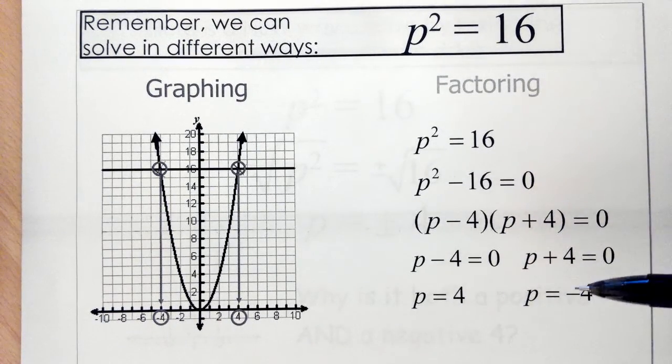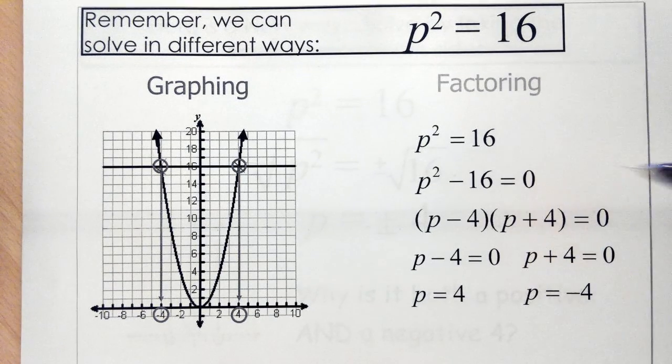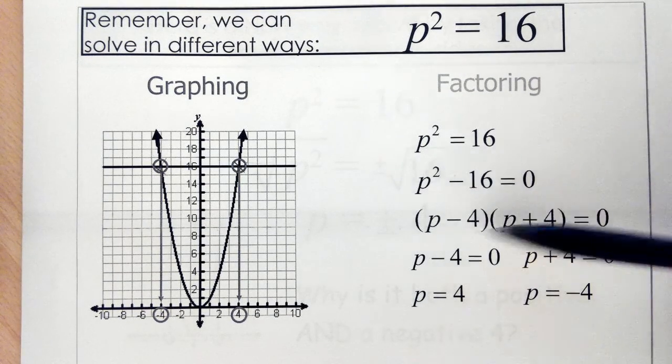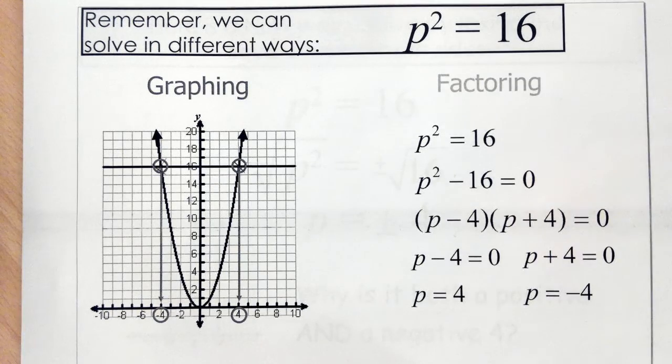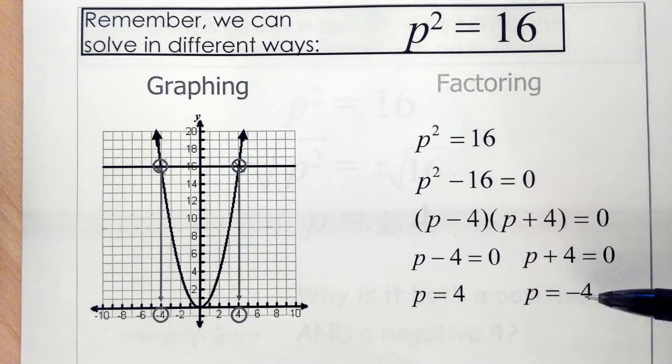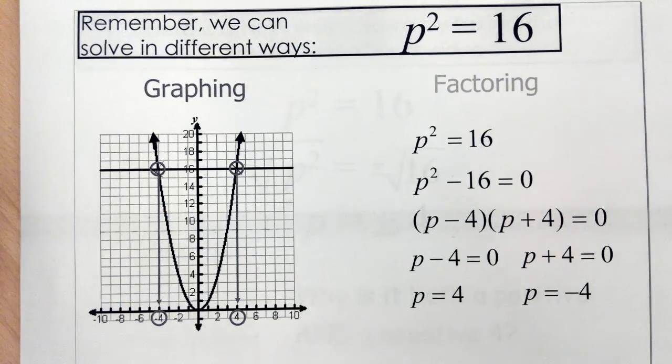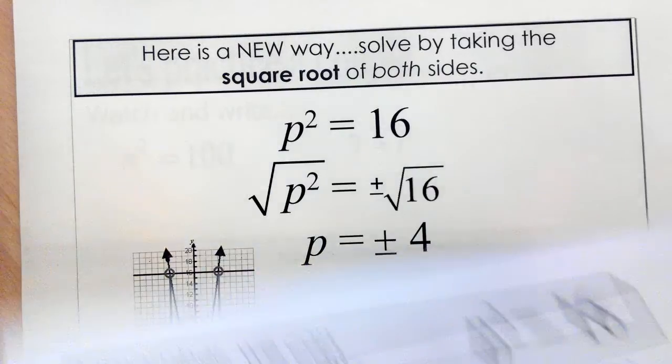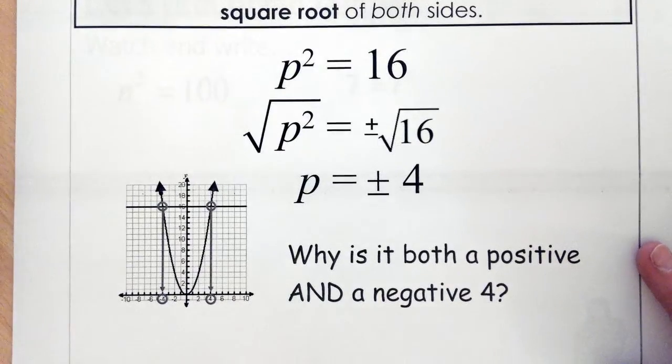With factoring, the way we did it was we saw p squared equals 16. We would move the 16 to the left side. This is the difference of two squares, or you'd put it in the box, and then you'd set them equal to 0. You get p equals 4, p equals -4. Okay, so either way we get the same values. Now this third way that we're going to do it is called the square root method.